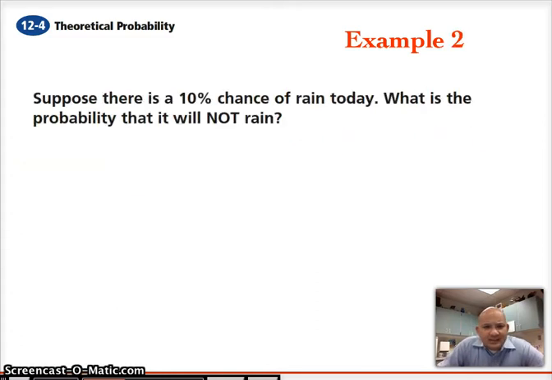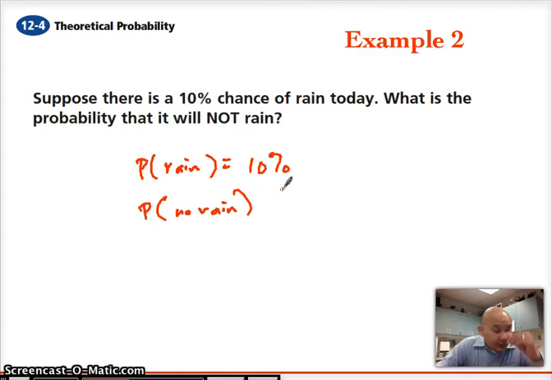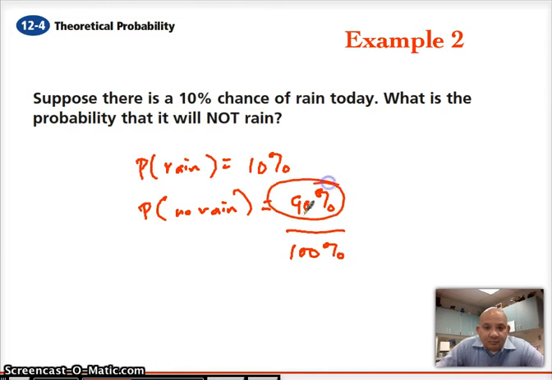Next, we're going to look at complement, actually. So suppose there's a 10% chance of rain today. What's the probability that it will not rain? So the probability that it will rain is essentially 10%, or 10 over 100. We can go ahead and write this down as a percent. So what is the probability of no rain? Well, if we know that the complement plus a desired outcome of rain equals 100%, then we know that the probability of no rain will be 90%. 10% plus 90% would equal that 100%. So our answer, 90%.